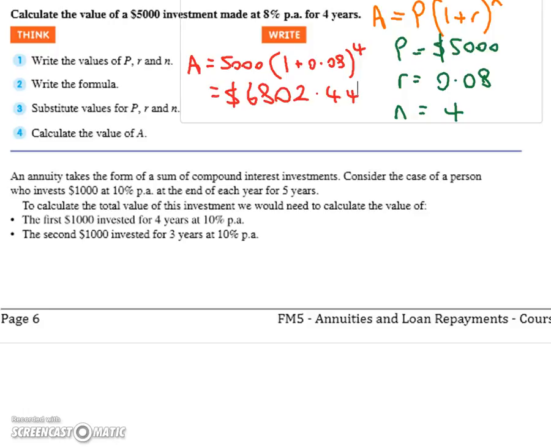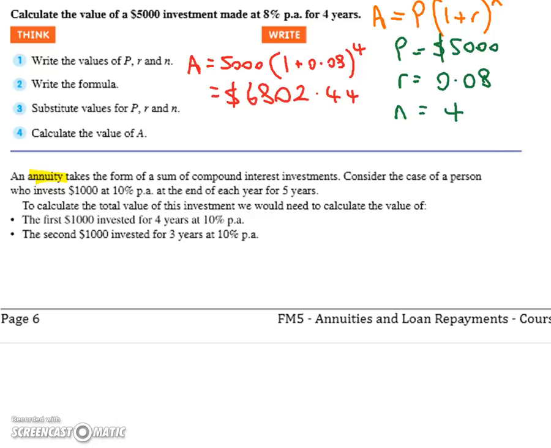All right, so that previous example was basically just a compound interest formula. You put the money in, you leave it for 4 years, and you end up with $6,800. Yay, that's wonderful. So what we've got though is we're talking about an annuity. With an annuity, it takes the form of a sum of compounded interest investments.